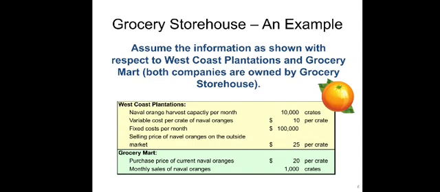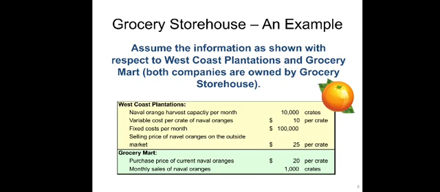Okay, Grocery Mart is another segment under the Grocery Storehouse. Grocery Mart is like a supermarket or something that also sells fresh product. So Grocery Mart purchase price of current navel oranges equal to $20 per crate. So currently the Grocery Mart purchase the oranges from outside. The purchase price is 20, and monthly sales of the navel oranges is equal to 1,000 crates.